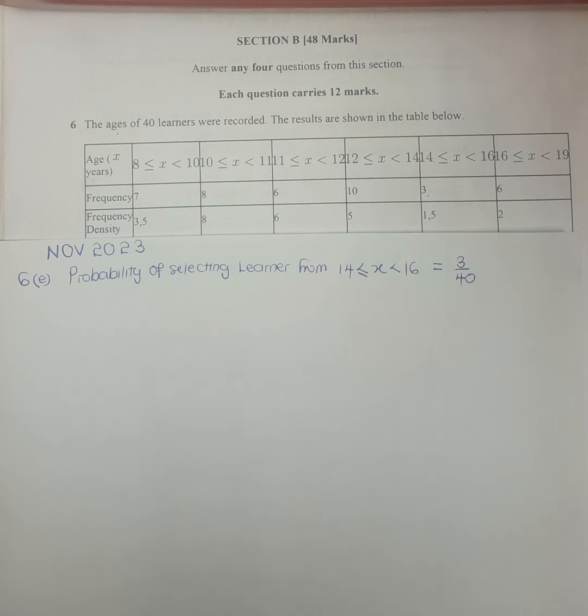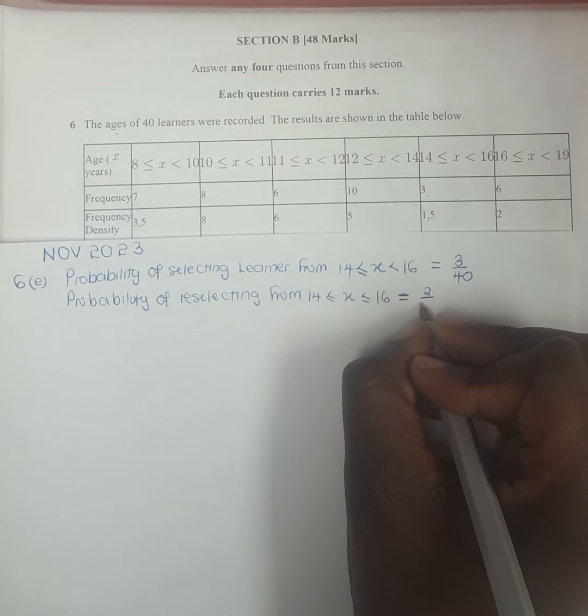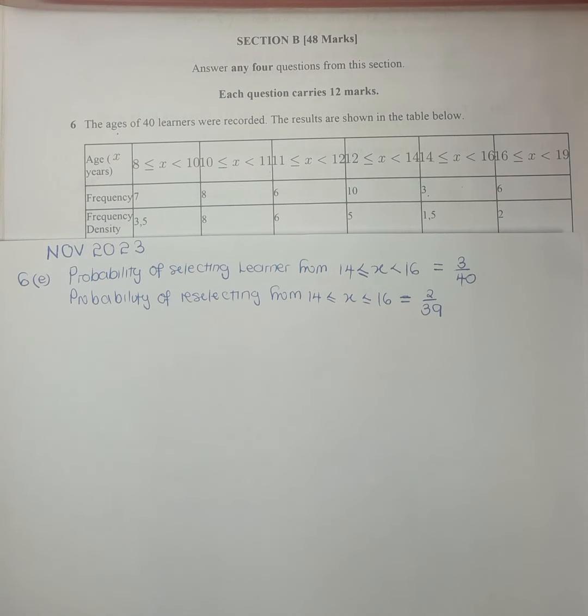And now we want to write the probability of reselecting from the same group. It is now going to be 2 out of 39. Why? Because the selection of the first learner has affected the numerator and denominator of the second probability. So after selecting one from 14 to 16, we now have 2, and the total is now 39. To find the probability of selecting both, we multiply, because we are selecting all of them in the same category. So we say 3 over 40 times 2 over 39.